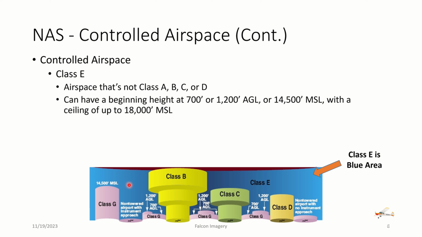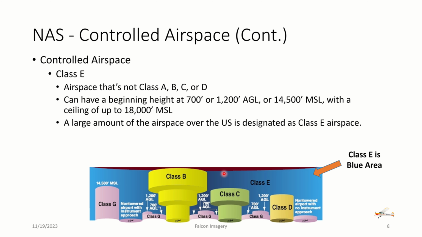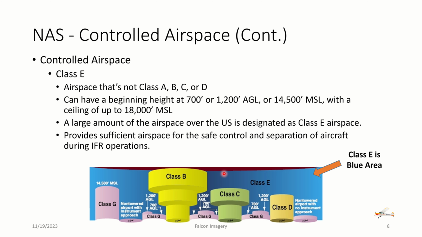You can see Class Echo here. It's a large amount of the airspace of the United States that's designated as Class E airspace. And again, it provides sufficient airspace for the safe control and separation of aircraft during IFR operations. All airspace above flight level 600, or 60,000 feet, is Class E airspace as well.